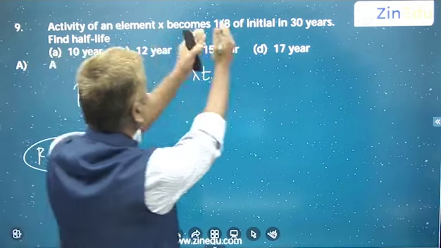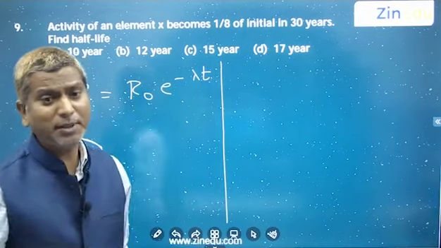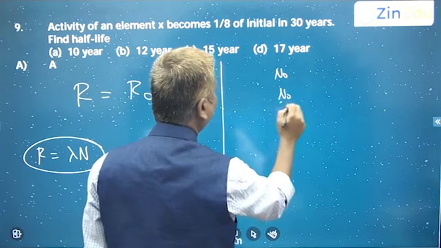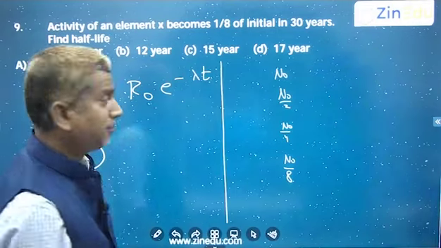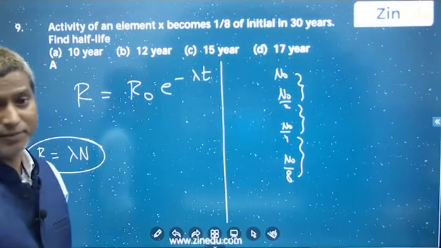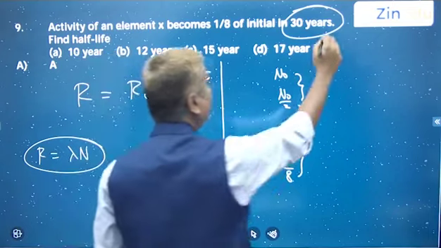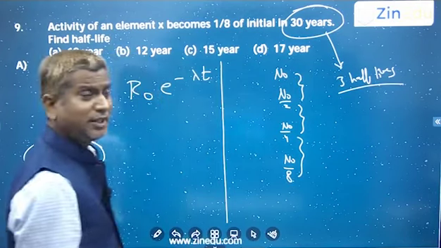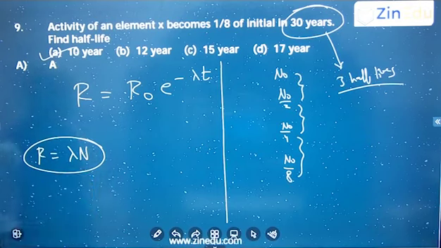Activity becoming 1/8 means number of nuclides are becoming 1/8. Initially N naught, so N naught by 2, N naught by 4, N naught by 8, like this. This is one half-life, second half-life, third half-life. So total you have 3 half-lives, and 3 half-lives are making 30 years. Then one half-life will definitely be 10 years.